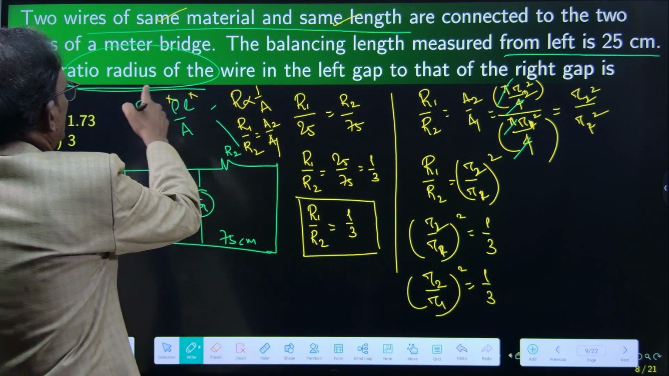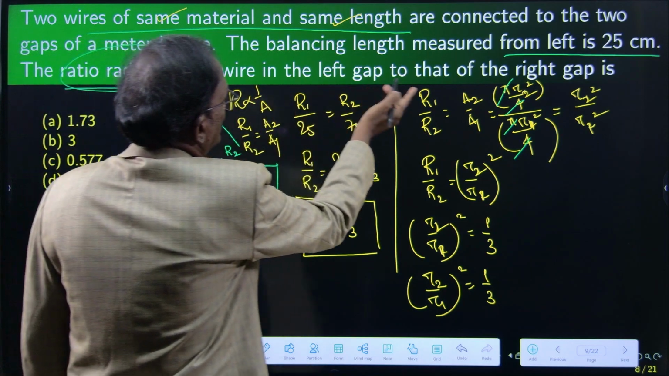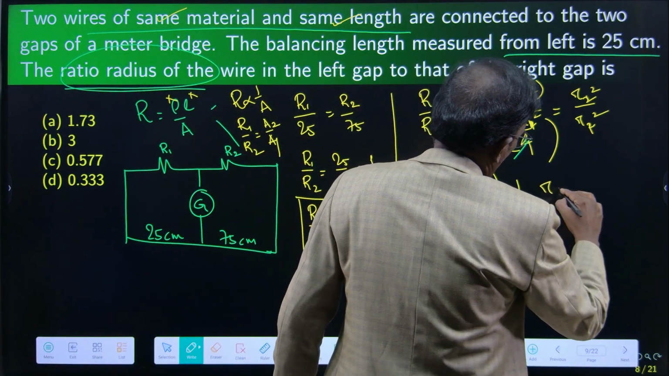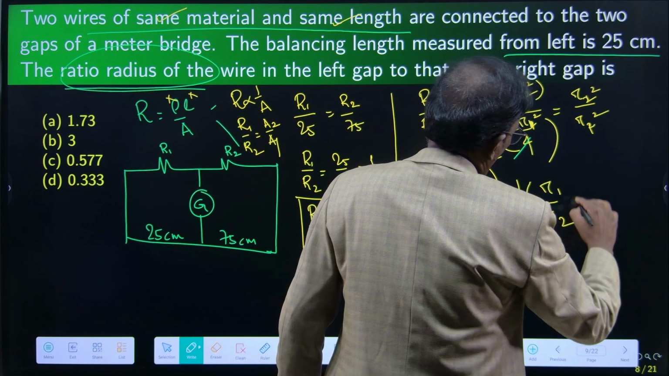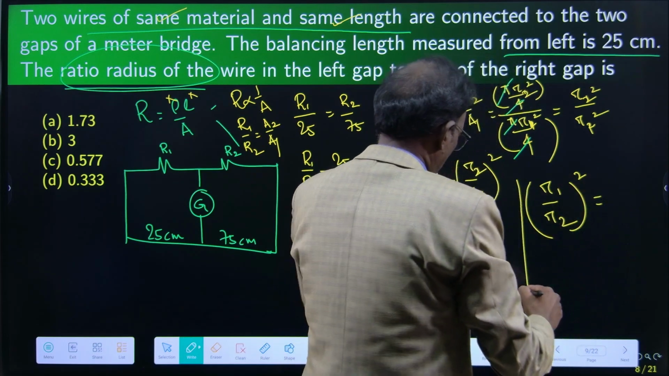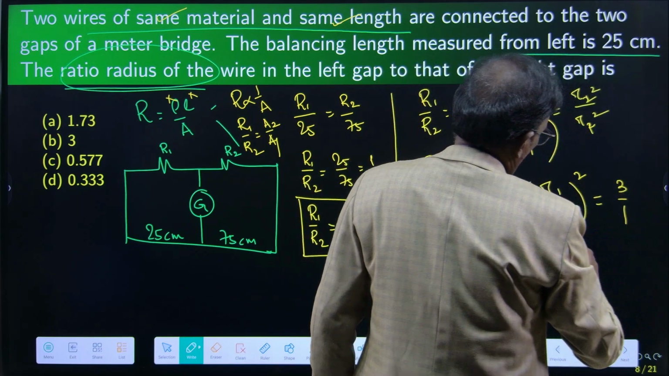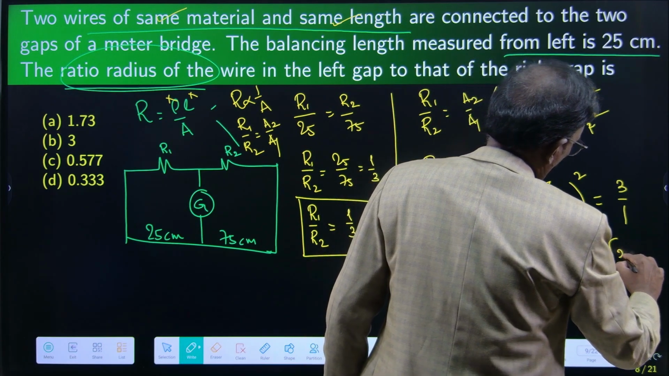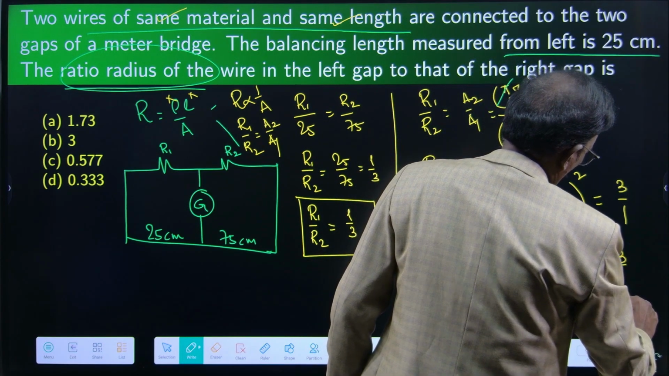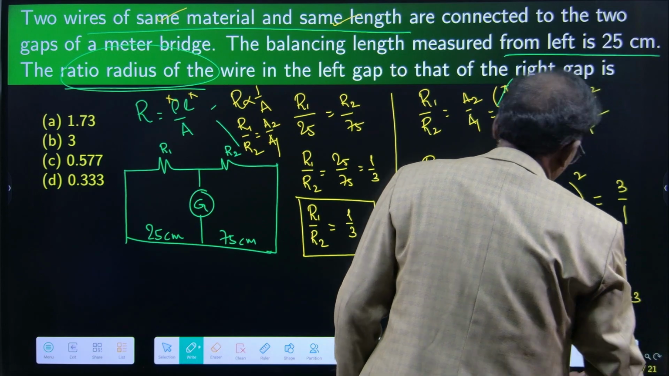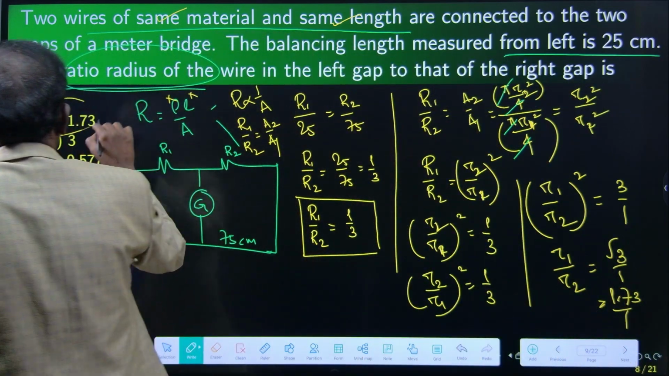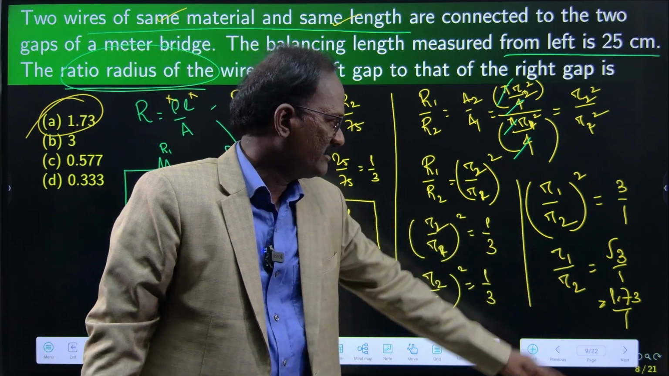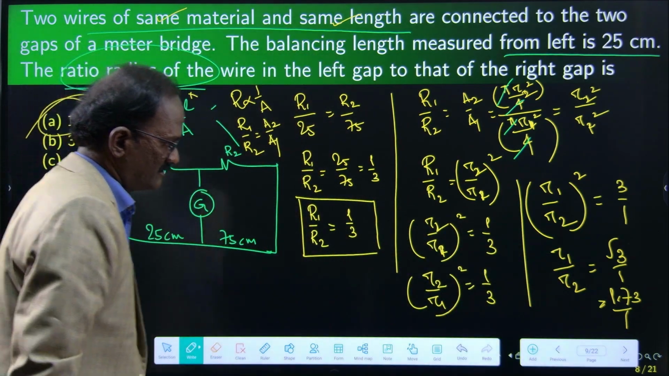The question is the ratio radius of the wire in the left gap to that of right. So R1 by R2 square is asked. R1 by R2 square means it is 3 by 1. So taking the square root, it is root 3 by 1 or 1.73 by 1. This is the answer. Option A. R1 by R2 is equal to root 3 by 1. Root 3 value is 1.73.